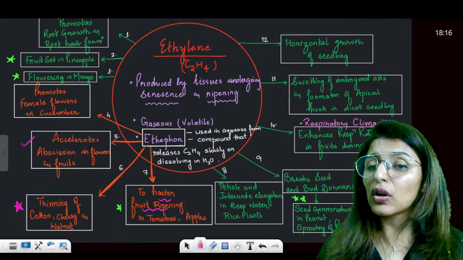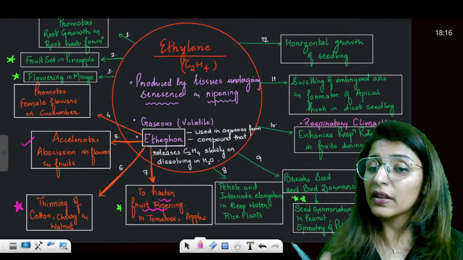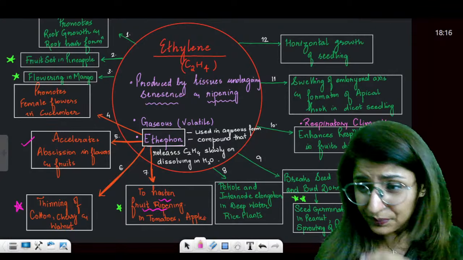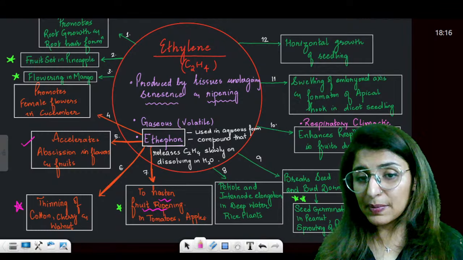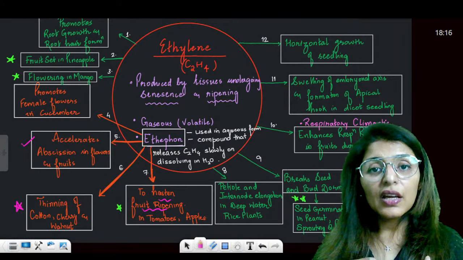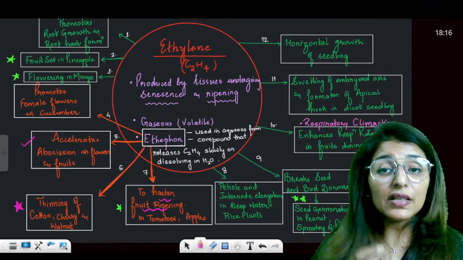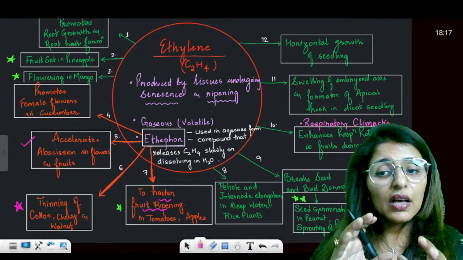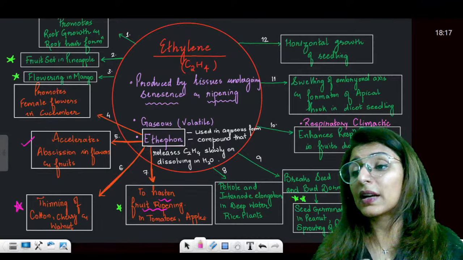Then horizontal growth of the seedling, swelling of the embryonal axis and the formation of apical hook in the dicot seedling. Also, it leads to respiratory climacteric. What is respiratory climacteric? It enhances the rate of respiration in fruits during ripening. When the fruit is ripening, the metabolism is very high. It is an energy demanding process, right? Ripening is an energy demanding process. So this enhanced respiration rate during the ripening process is known as respiratory climacteric.